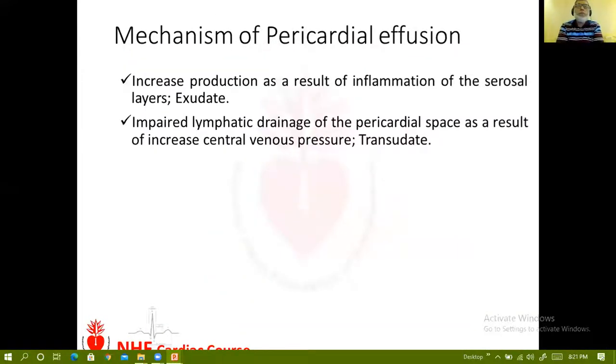Mechanism of pericardial effusion. There are two main mechanisms. Increased production as a result of inflammation of the serosal layer leads to exudative pericardial effusion. Impaired lymphatic drainage of the pericardial space as a result of increased central venous pressure leads to transudative pericardial effusion.